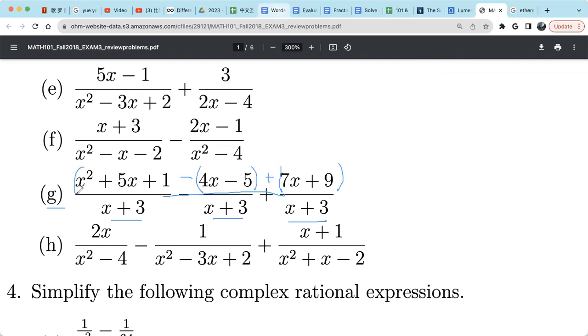X squared, right, just by itself. So we have x squared. We have 5x minus 4x, that's just x, plus 7x, that becomes 8x. So the numerator will have x squared plus 8x. For the numbers, we have 1. The minus negative 5 becomes 1 plus 5, which is 6, plus 9, 15. Plus 15. Then the denominator, we have x plus 3.